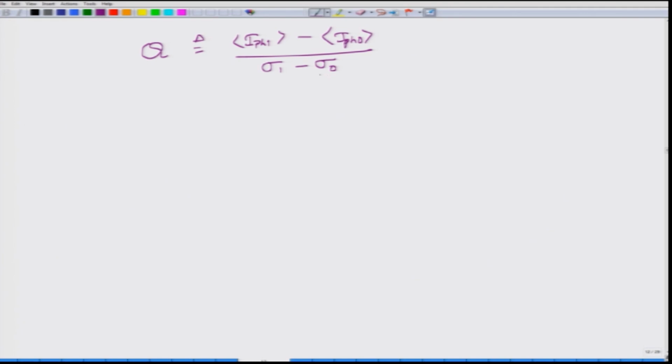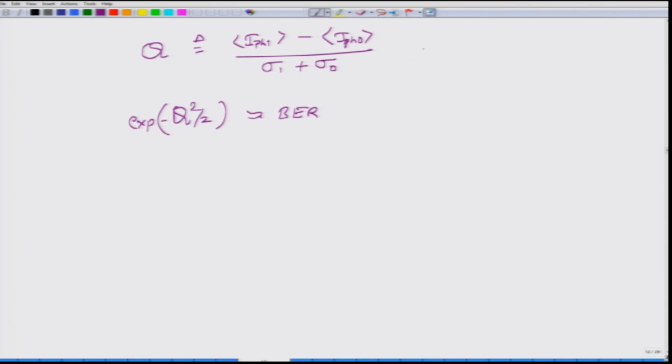So, you can define this Q factor, and the relationship between Q and BER is roughly that exponential of minus Q square by 2 is approximately the BER of the system. This is sigma 1 plus sigma 0. So, this is not sigma 1 minus sigma 0, this is sigma 1 plus sigma 0.